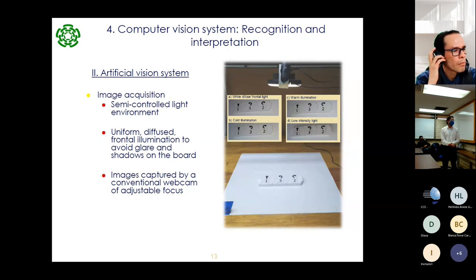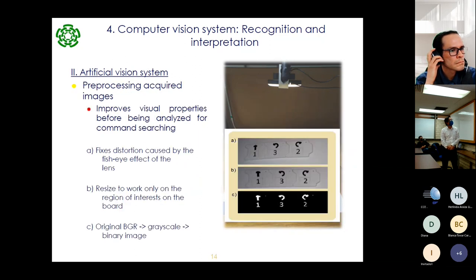The first stage of the artificial vision system is the image acquisition. It happens in a semi-controlled light environment. It has a ring of uniform diffuse frontal illumination to avoid glare and shadows on the board, which you can see at the top of the image. The image capture is done by a conventional webcam of adjustable focus. We did various experiments to select the best light, with the best results coming from wide frontal light.